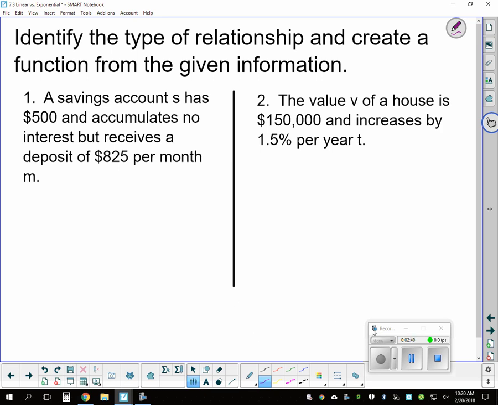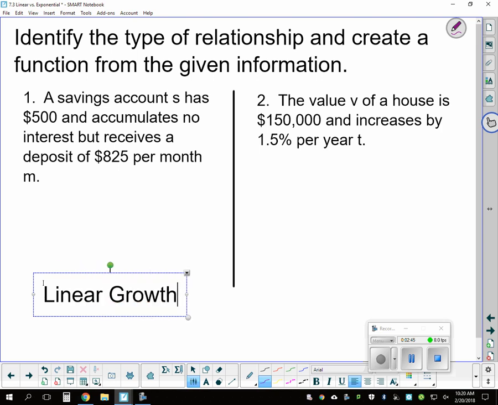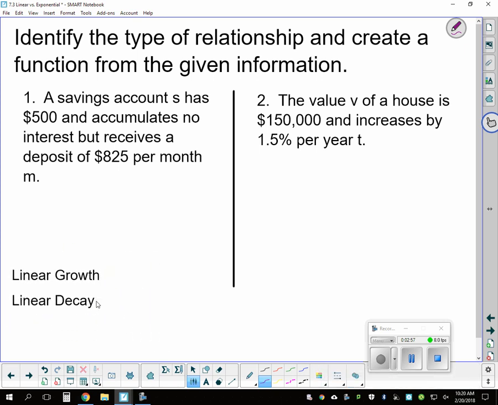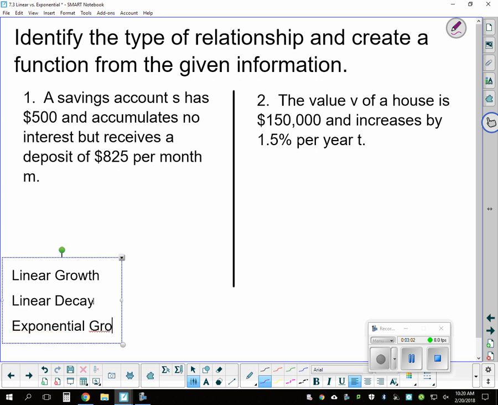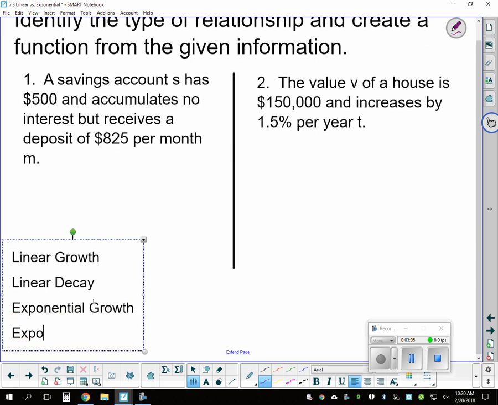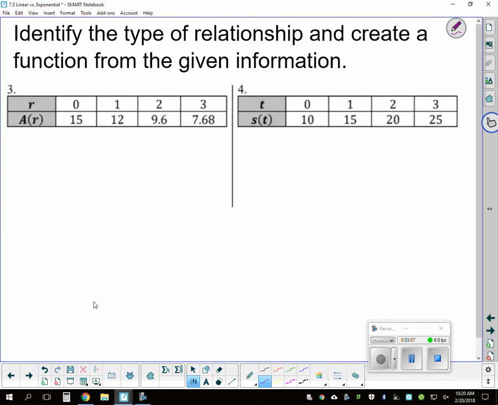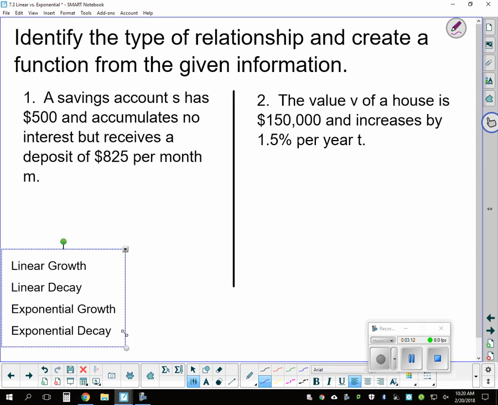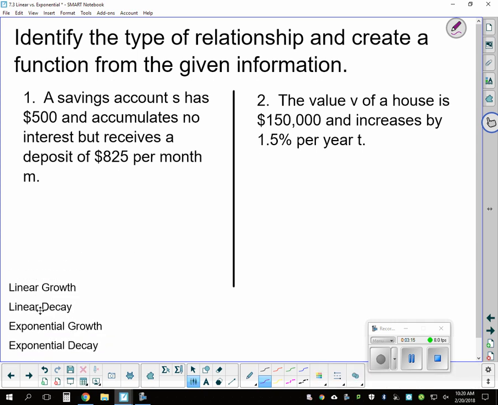Well, what types of relationships are we talking about? Well, if it's linear, you could have growth, so you would have a positive slope. You could have linear decay. So growth and decay aren't terms just for exponential. That's just meaning increasing and decreasing, positive slope and negative slope. And then along with that, you could have exponential growth, which was section 7.1, or exponential decay, which is section 7.2. Okay, so maybe jot these 4 types of relationships off to the side there. So those are your 4 options.